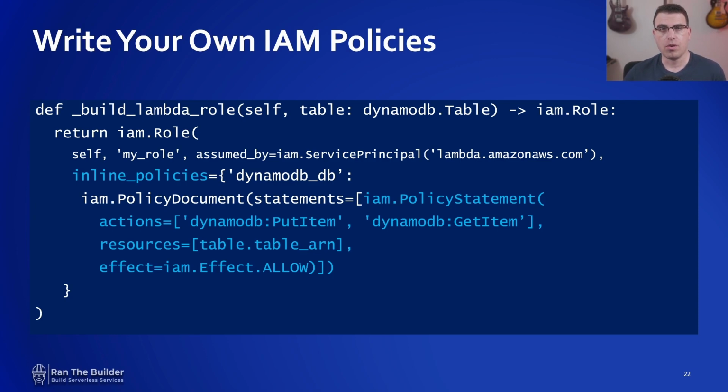So the way to do it is to use inline policies, and here I can define an IAM document, and an IAM statement, and I define exactly all the actions that I need, which are put item and get item, on my table ARN, and I allow it. That's it, bare minimum. And I also think that if developers use this mechanism, they're going to understand IAM better, and it's going to make them into better developers. That's how I see it.